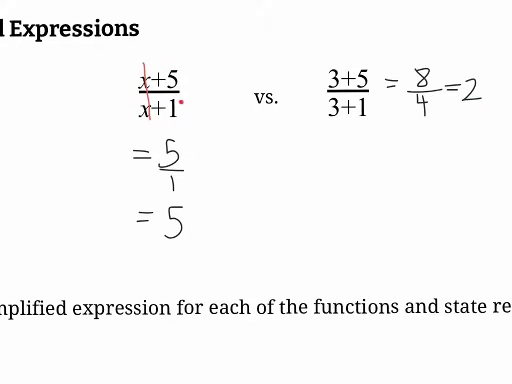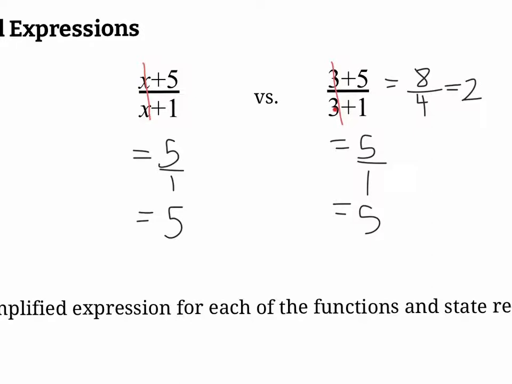So I'm going to do exactly what I did on the left side here, which is I'm going to cross out these 3's. We have 3 divided by 3, right? And then we're left with 5 divided by 1, which is 5. Did we do this correctly? The answer should be 2, but we got 5. So what we've learned here is that you cannot do this.